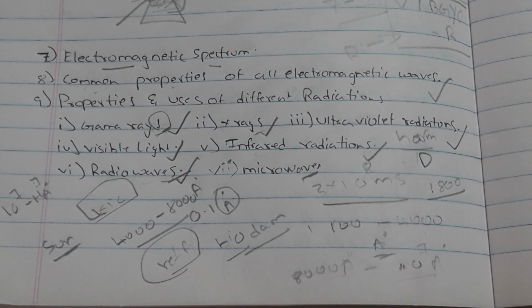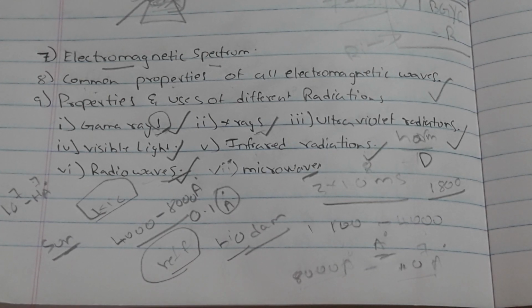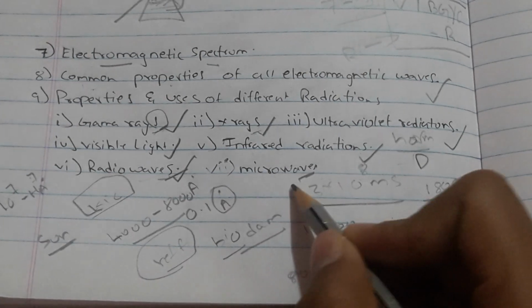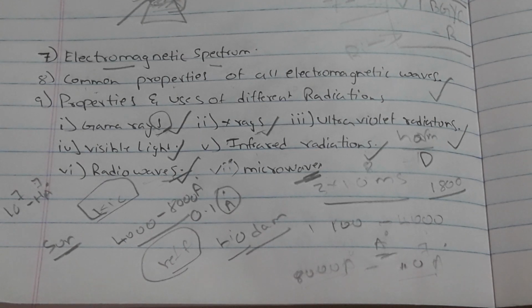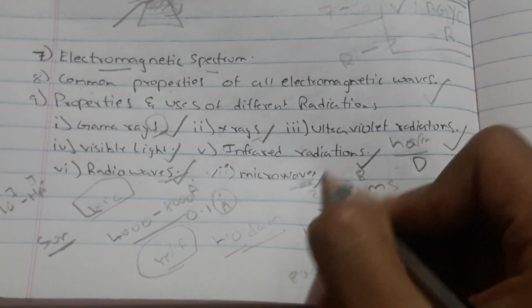Now moving to the sources of microwave. These waves are produced by electronic devices such as a crystal. That is the source. Now moving to the uses of microwave. Microwaves are used for satellite communication, for cooking in microwave ovens, and for radar communication.